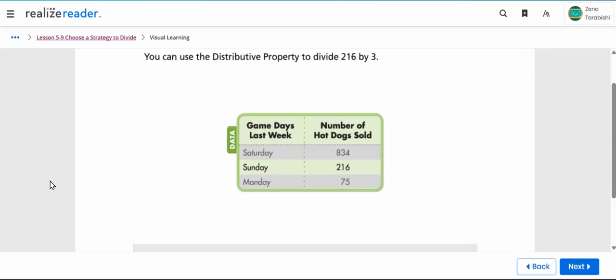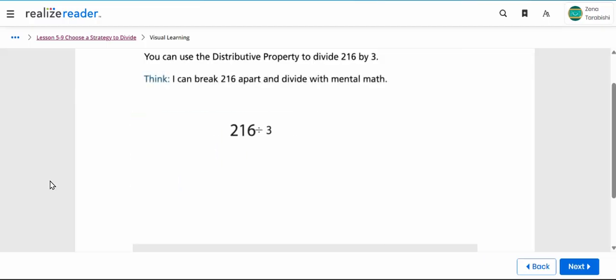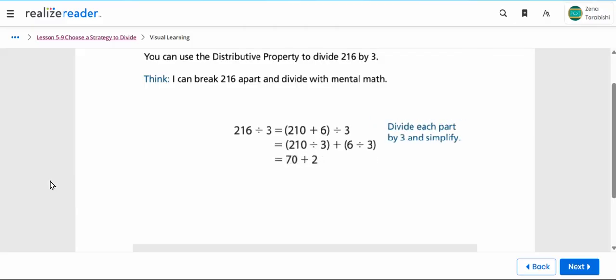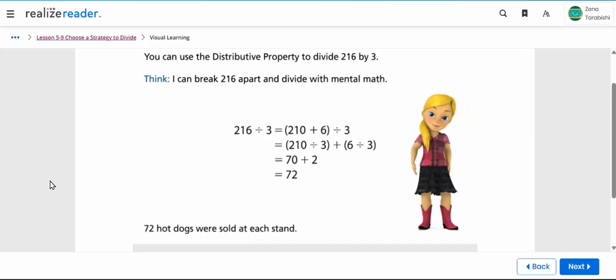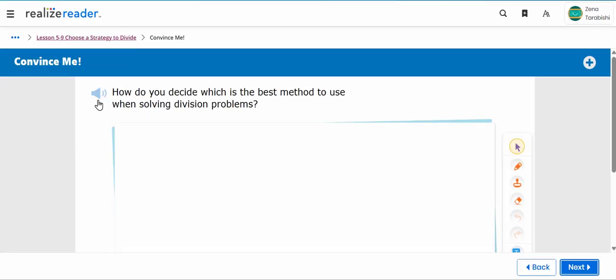You can use the distributive property to divide 216 by 3. Think, I can break 216 apart and divide with mental math. 216 equals 210 plus 6. Divide each part by 3 and simplify. 72 hot dogs were sold at each stand. How do you decide which is the best method to use when solving division problems?